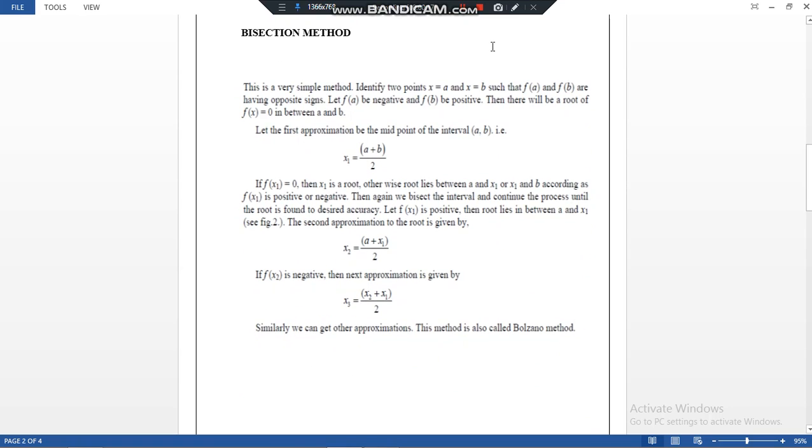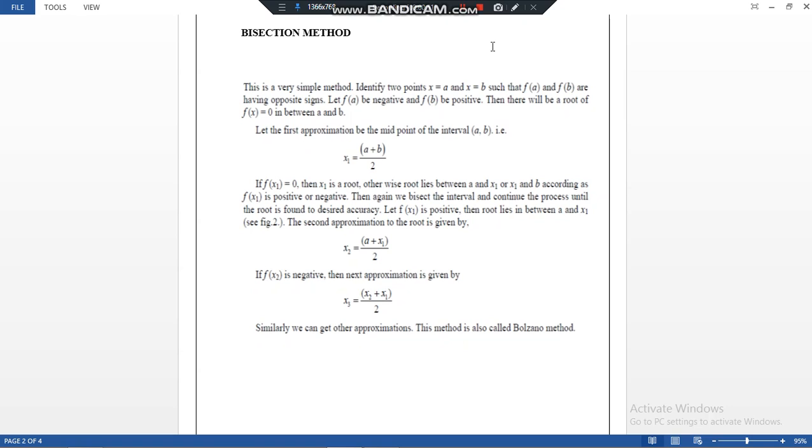So this is a very simple method, and through this method we can identify a real root of any algebraic or transcendental equation. This method is based on the intermediate value property, which says that if there are any two consecutive points in which the function is of opposite nature, then there exists at least one point between these two such that the function becomes zero at that point, and that particular point is defined as the root or zero or solution of that equation.